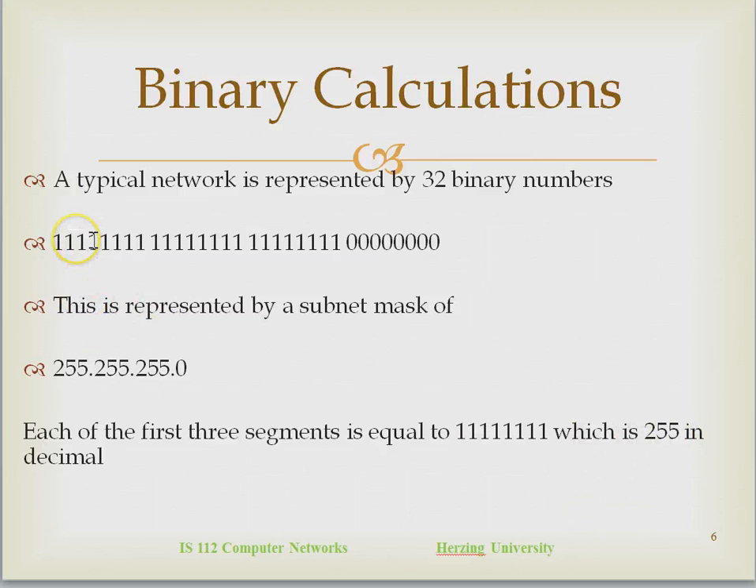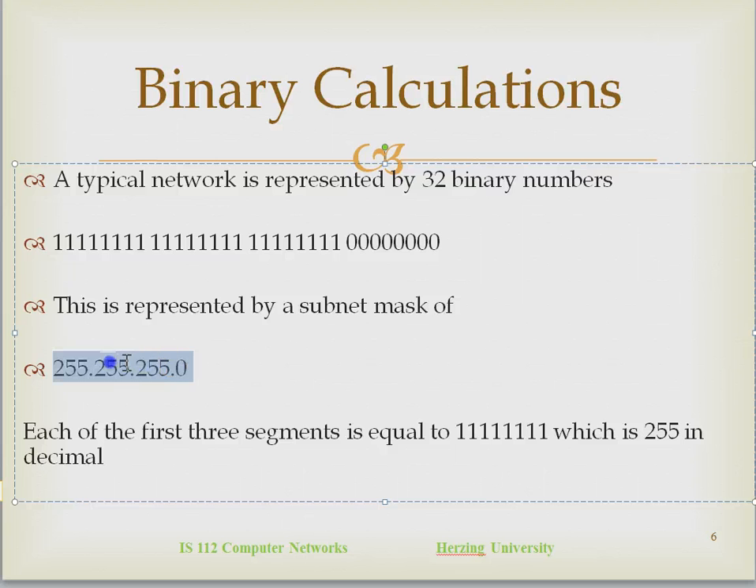So in this case, we commonly call this the subnet mask, and in this case, it's 255. The next one has all ones, so that's 255. The next one has all ones, which is 255, and the last one has all zeros, which is 0. So the subnet mask in this case is 255.255.255.0. This is an example of a flat network with no subnets.